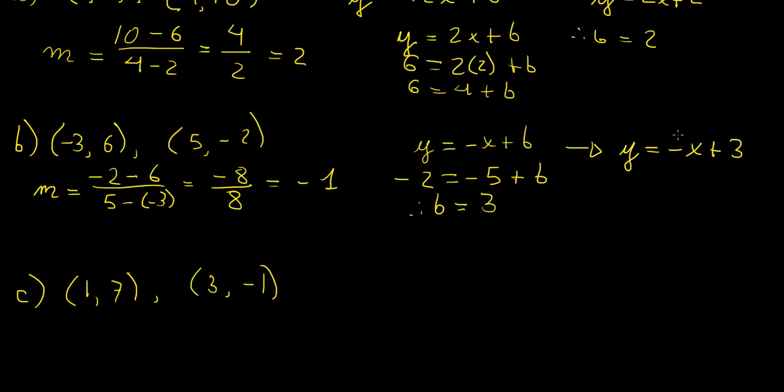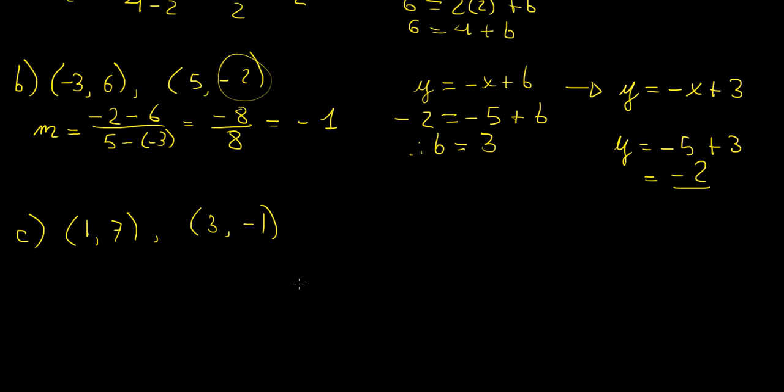And now we can check that this is indeed correct. So let's, for example, put 5 into x here. Minus 5 plus 3, which is equal to minus 2. And if you notice, that's exactly what we needed. So it is the correct equation.